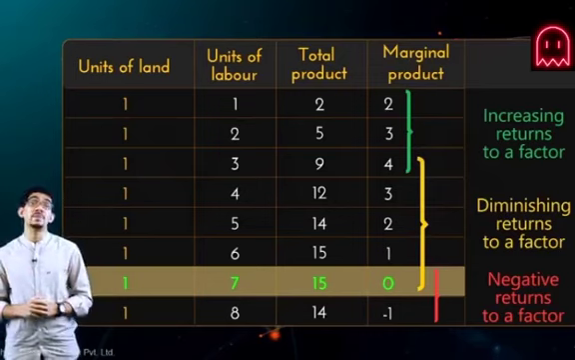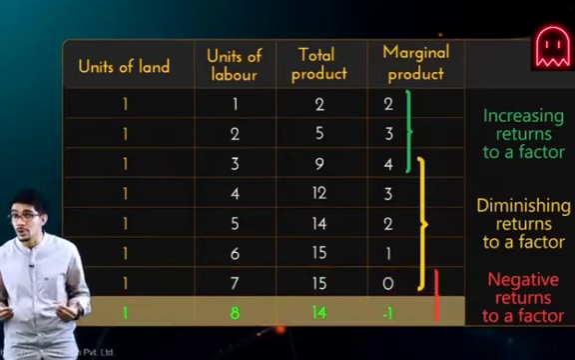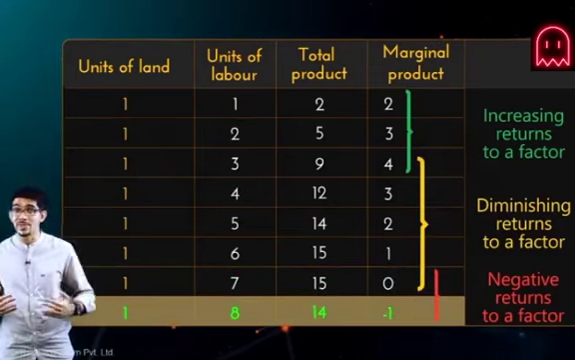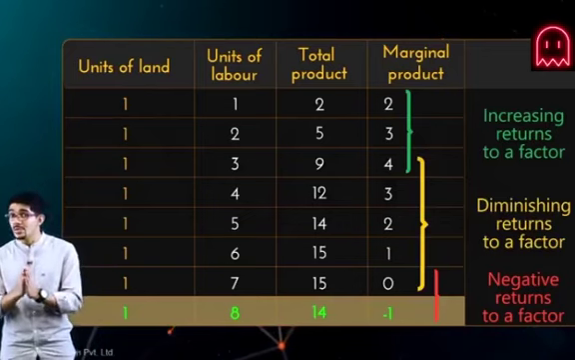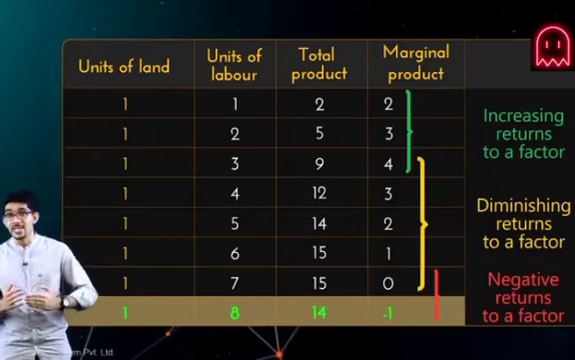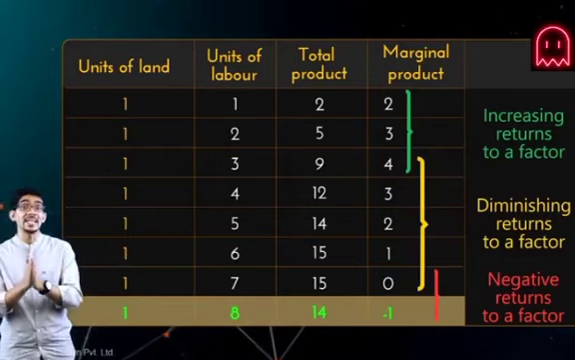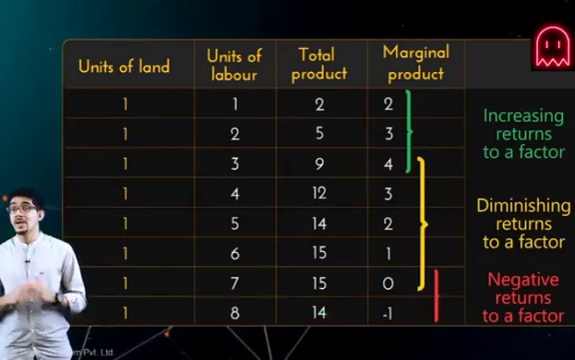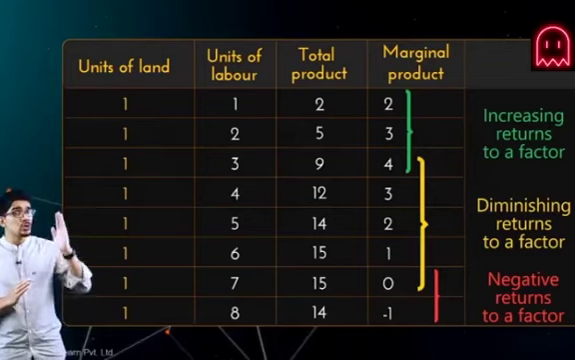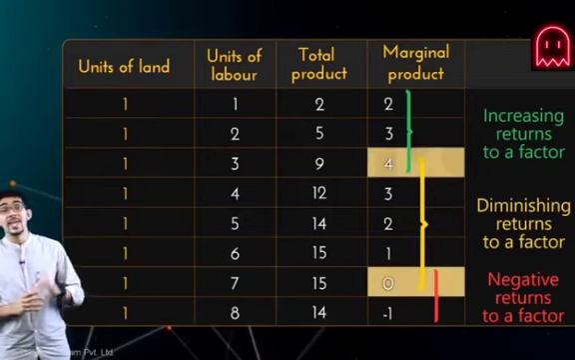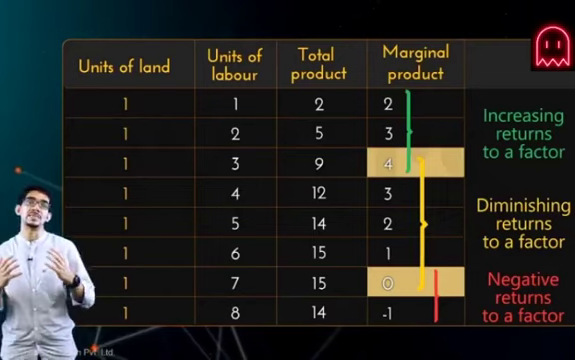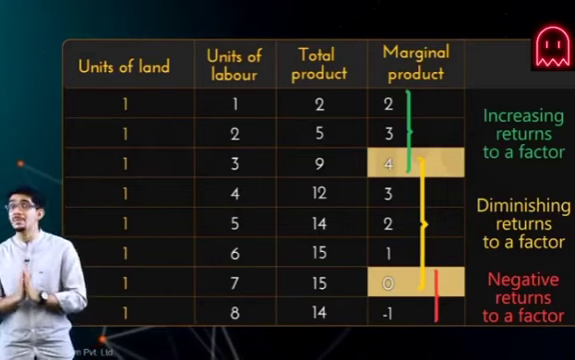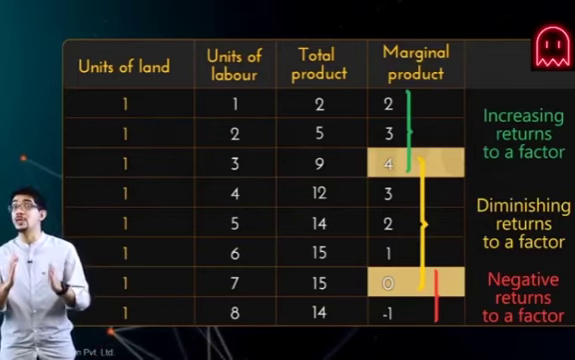Eventually, MP may be negative as people get too crowded on the farm and start harming the crops by stepping on them, etc., since they have no place to work. So now the TP starts declining, from 15 to 14 when the 8th unit of labor is employed. One thing to note here in the table, see this overlap of the brackets here, where MP stops increasing. From that very point, it starts diminishing. Thus, this overlapping is indicated here when MP equals 4.